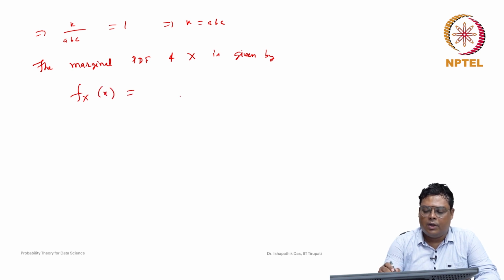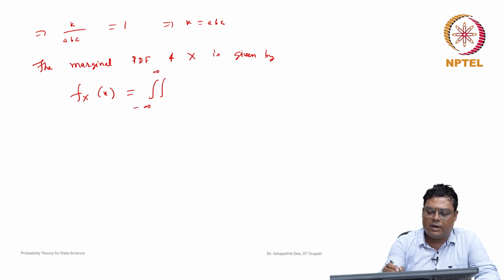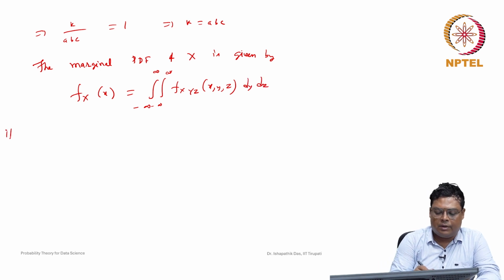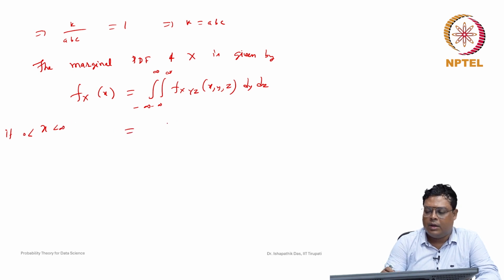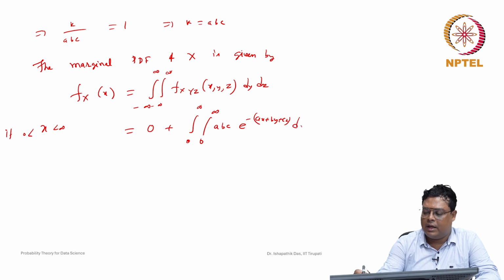So note that we want to keep this variable x, so the remaining variables we have to integrate: the integration from minus infinity to plus infinity of f(x,y,z) dy dz. Now if x is between 0 to infinity, then this value is equal to the integration from 0 to infinity and 0 to infinity of abc e to the power of minus (ax plus by plus cz) dy dz, because we want to keep x.